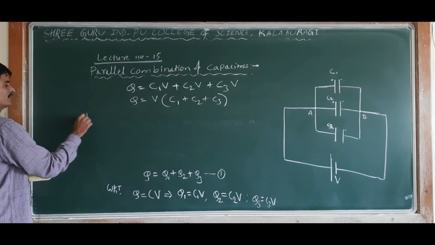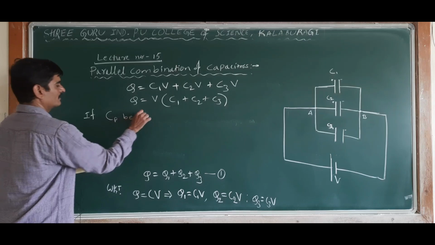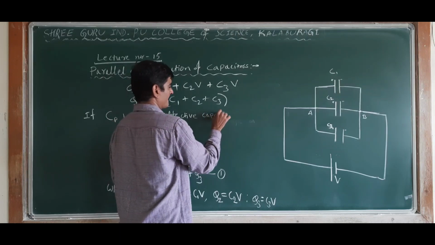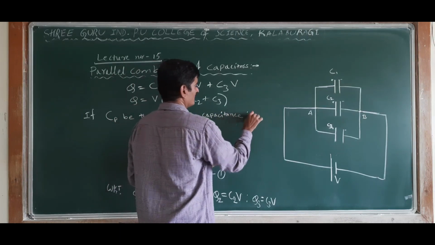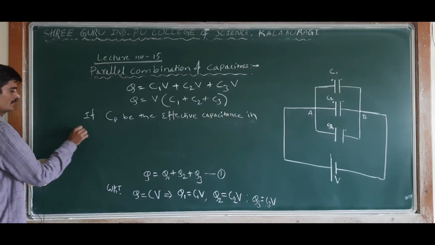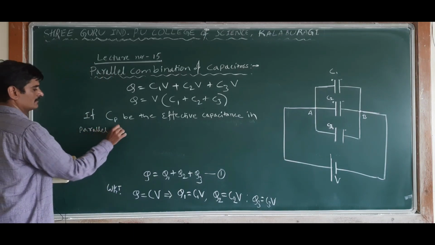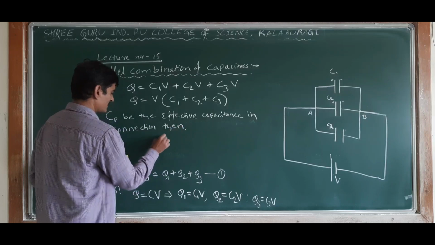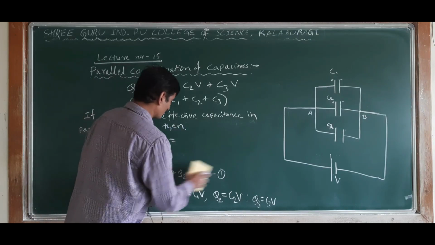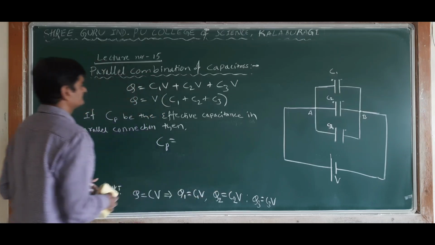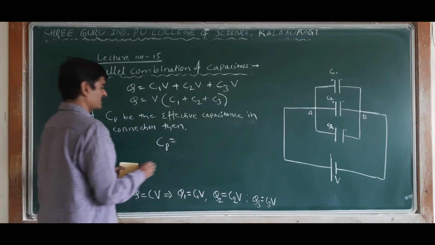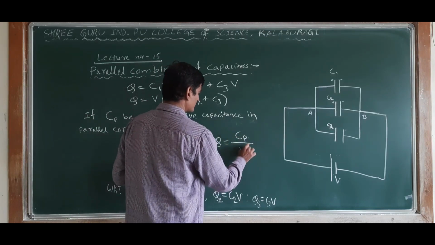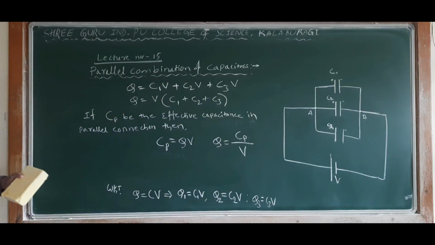If CP be the effective capacitance in a parallel connection, then CP is equal to Q divided by V.